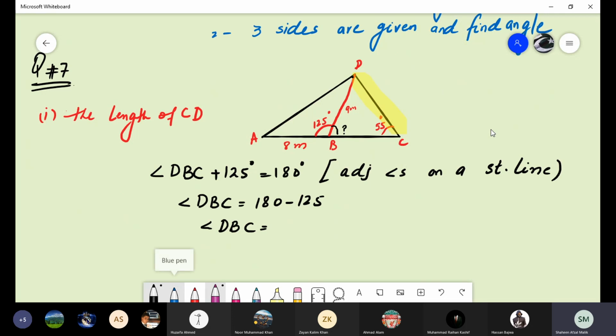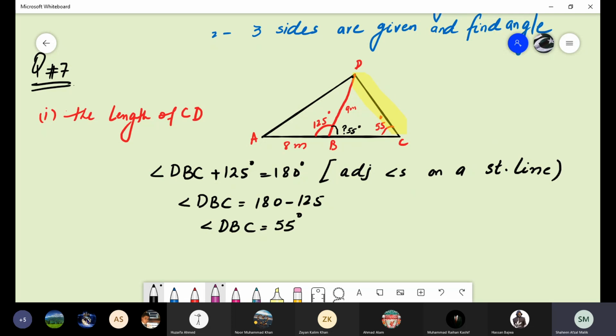Use your calculator, beta, and tell me the answer. Quickly. 55. Is it 55? When we subtract 125 from 180, 180 minus 125 is 55 degree. Now we have this angle also 55 degree.